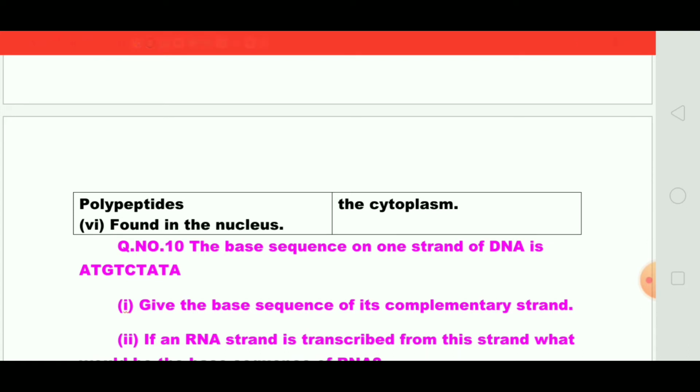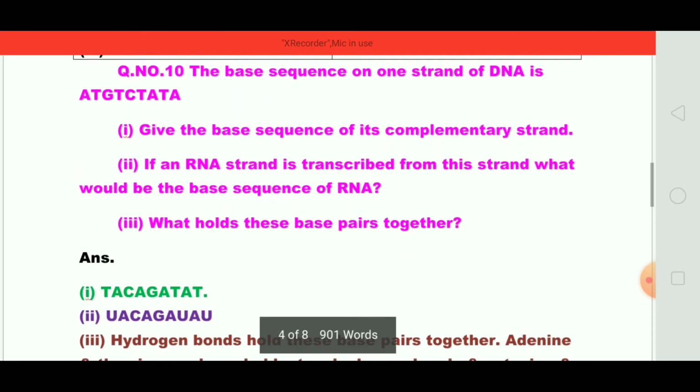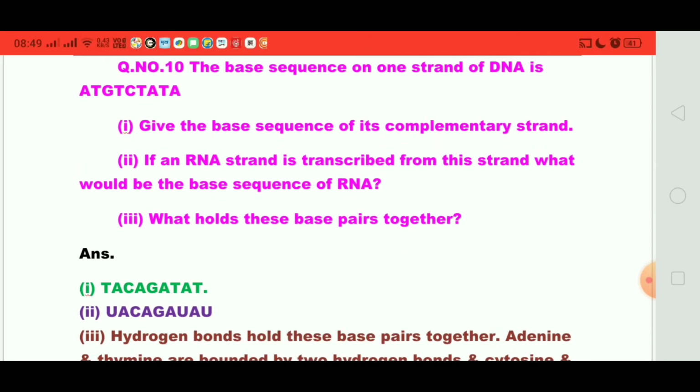Question number 10. The base sequence on one strand of DNA is ATG, TCT, ATA. Give the base sequence of its complementary strand. If an RNA strand is transcribed from this strand, what would be the base sequence of the RNA? What holds this base pair together?